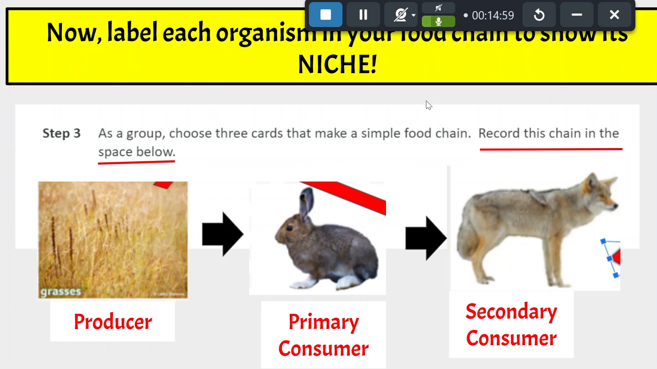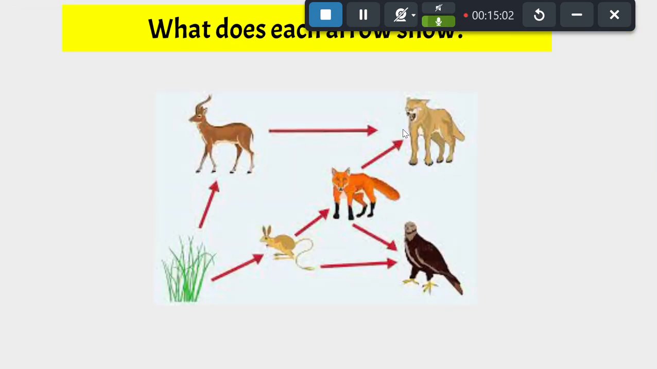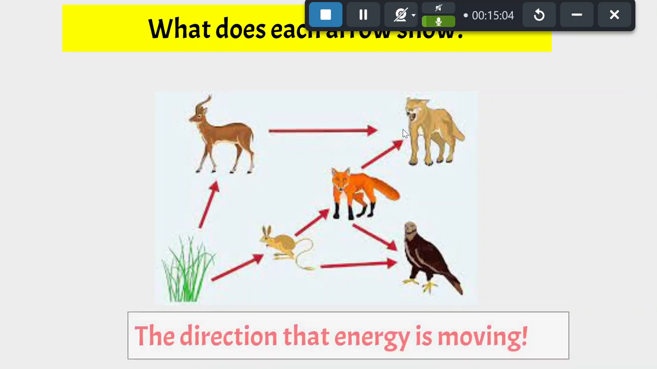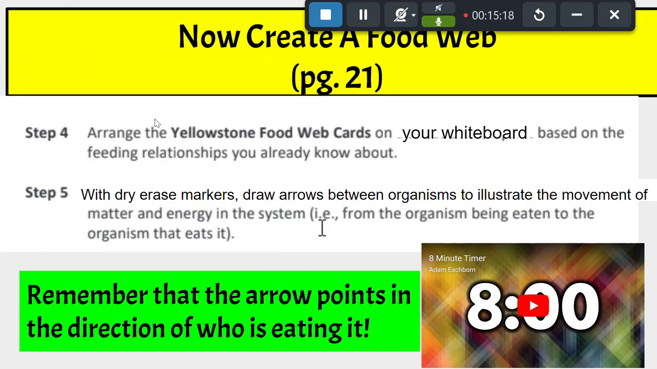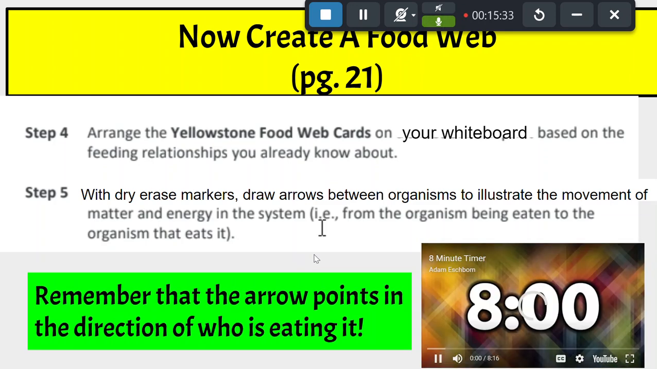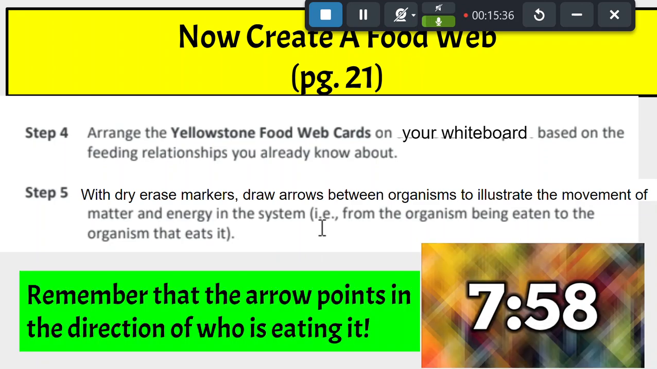There were many options, though. You'll see in a moment when I show you all the cards. What does each arrow show? It shows the direction that energy is moving. Don't forget, it's showing the direction the energy is moving. So the energy goes from the grasses to the antelope because the antelope eats the grass. All right. And so after everybody made 3 organism food chains, then we tried to arrange all 12 cards on the whiteboard, and we used dry erase markers to draw arrows between those organisms. So we spent a fair bit of time because tables were working on that together.